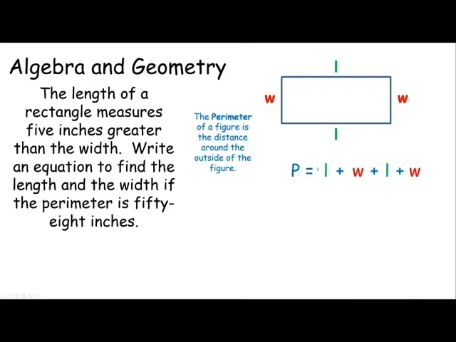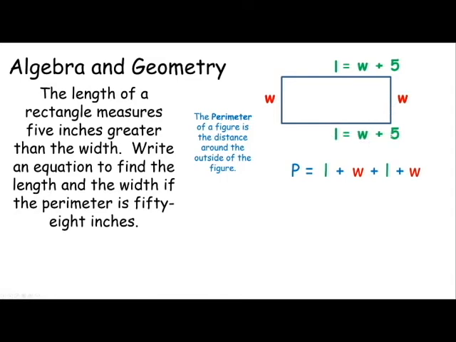Remember in our previous video, I said that if you use multiple variables like this, it makes it a much, much harder problem. So what we want to do is try and get rid of some of these variables. Notice the length is 5 inches greater than the width. Instead of using an L, I could describe this as a W plus 5. And the same thing on the bottom. Instead of using an L, I can replace it with a W plus 5.